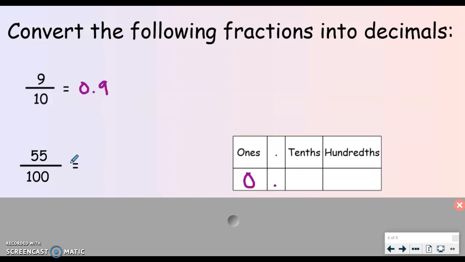Remember when we were shading our model in before, the first number here is our tenths. This is how many of those whole columns we would shade in. So that would go here in the tenths place, and then the second 5 would go in the hundredths place. So we would say this is 55 hundredths, right? Because that's our denominator. And then in decimal form, for that second 5, we just need to make sure that we take it out to the hundredths place value.